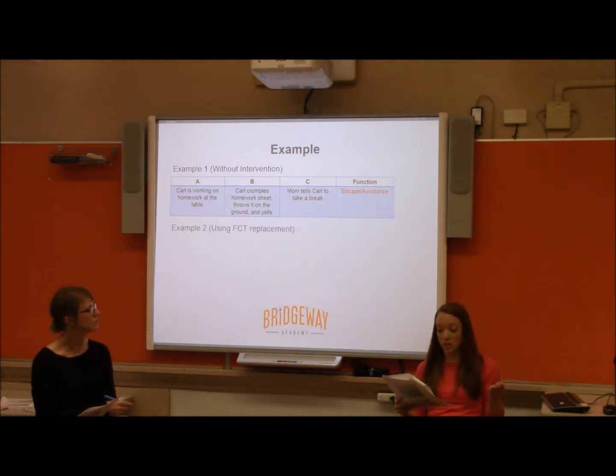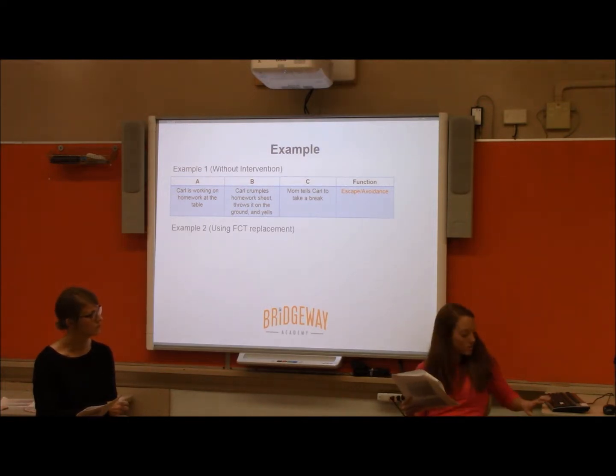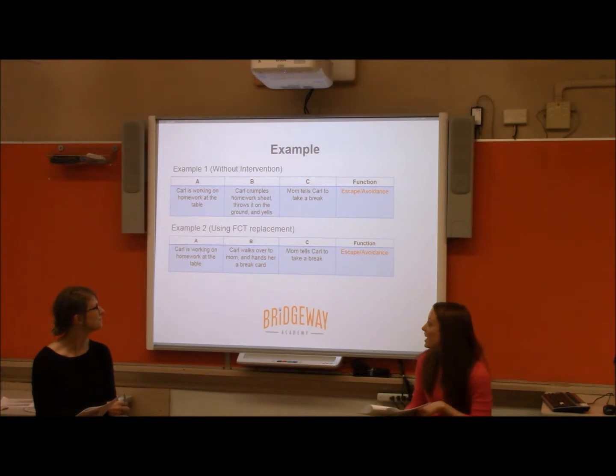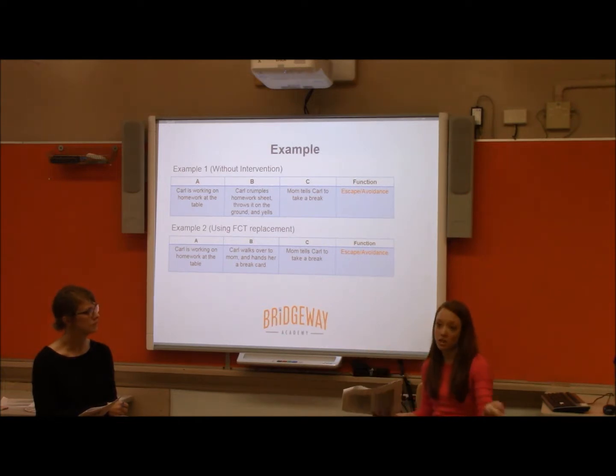Another example, including a functional communication replacement, is that Carl is working on his homework at the table. The behavior might be that he walks over to his mom and hands her a card that says break. The consequence is the same. Mom tells Carl, okay, great, go take a break. The function is also the same. Carl has appropriately been able to escape and avoid having to do his homework. So everything else is the same, but the behavior has been shaped.